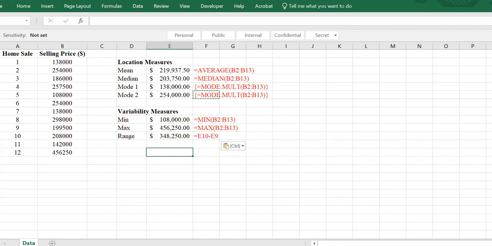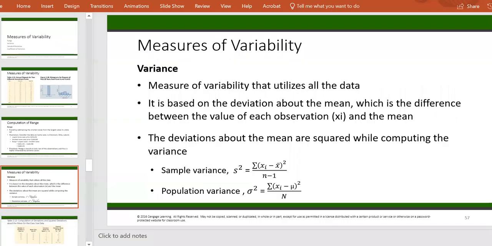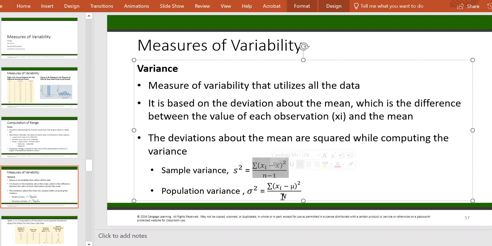So for that, we're going to use the second measure of variability, which is variance. And here we have the variance. We have two formulas here: sample variance and population variance, and the difference is caused by the denominator. Here we have n minus 1. Here we have capital N. I'm just going to talk about this one.